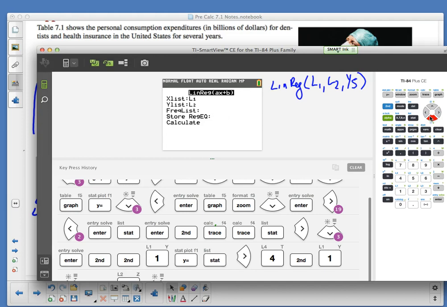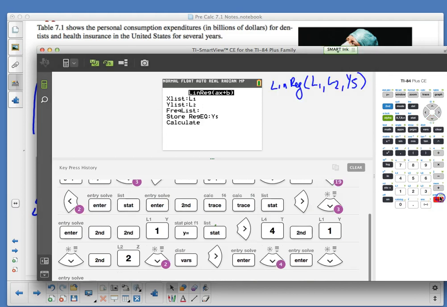Where I want to store it, I'm going to go under VARS. I want to go Y-VARS, function, and I'm going to go to Y5 because that's where I said I was going to store this. Okay, and then I'm going to hit calculate. Okay, and now it's got all my stuff in there. I can totally write this down. It also is in my calculator right now, so I'll be able to graph it in a sec, but I got to do the second one.